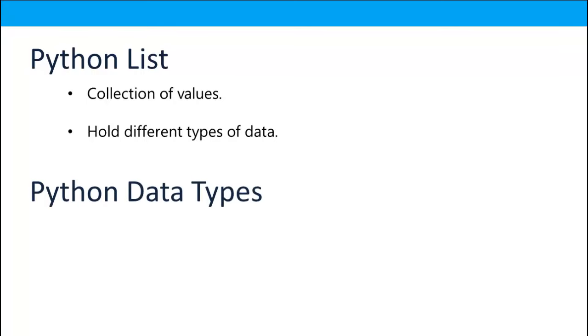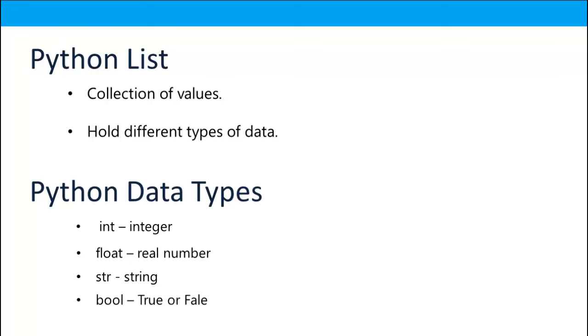To begin with, the Python list is a collection of values and it can hold different data types. The different data types in Python are int, which is used to represent an integer, float, which is used to represent a real number, str, which is string, is used to hold text in Python, and boolean, which is either true or false. These values can be saved as variables. The number 21, which is an integer, is saved in a variable date, and similarly Thursday, which is a string, is saved in a variable day.